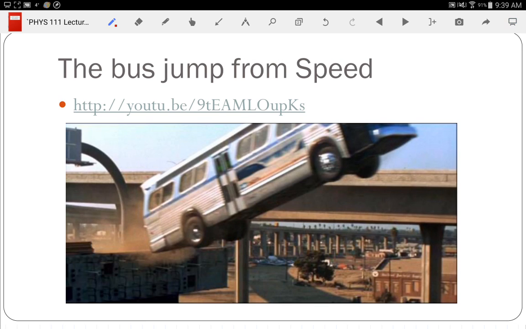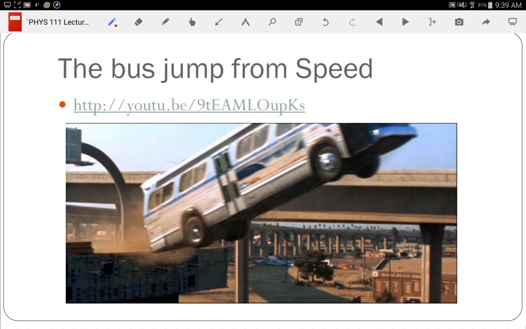Now, have you guys all seen Speed? Okay, I'm going to show a little clip from Speed here with physics overlay, and of course, I can't do it without having the physics. And I believe I have to reload it.